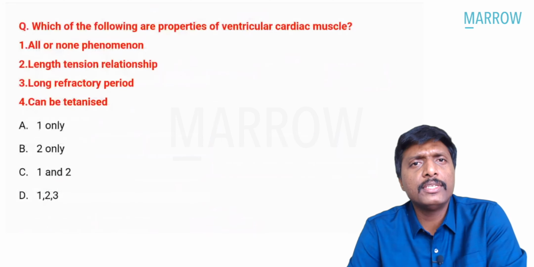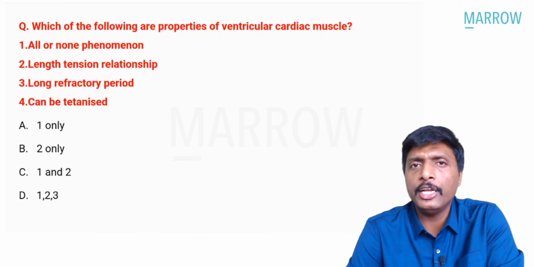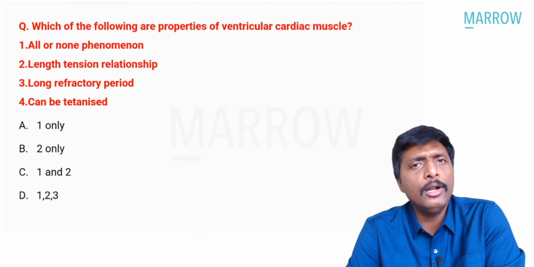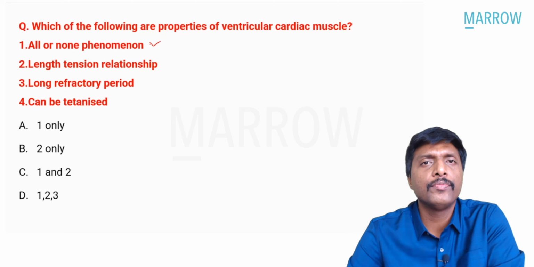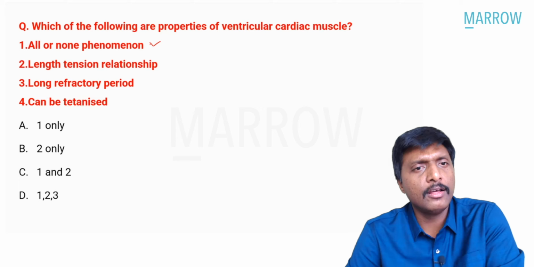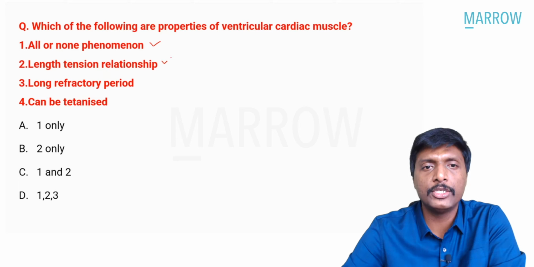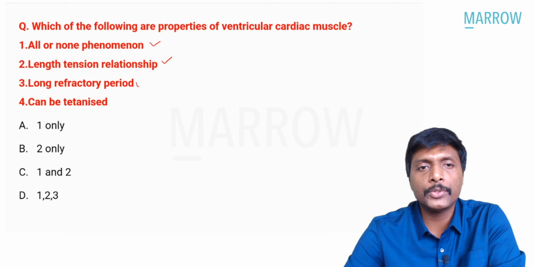A very favorite question, a very simple question. Which of the following are properties of ventricular cardiac muscle? See, nerve fibers, all muscle fibers, they will definitely obey the all or none phenomenon. Cardiac muscle will obey the all or none phenomenon. The length tension relationship is there, I will show you a graph. Long refractory period, I will also show you.